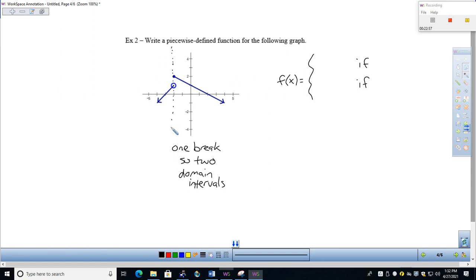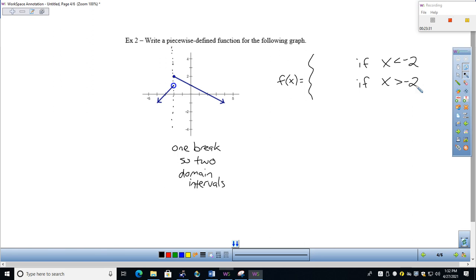And it just so happens I'm drawing my dotted line. My break seems to be when x is -2. Does everyone see that here? X value of -2. And it seems like I'm getting one graph to the left of -2 and another graph to the right of -2. So right off the bat, one's to the left of -2, and one of them is to the right of -2.